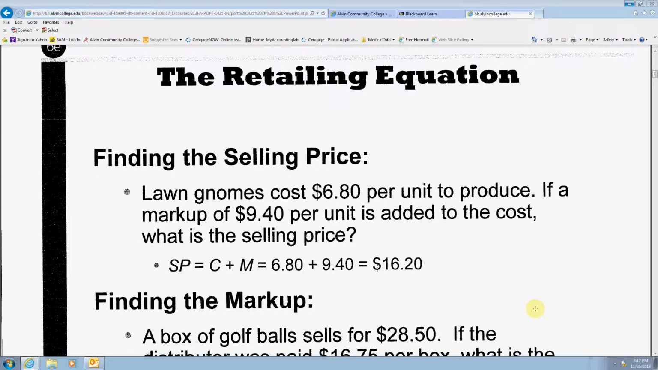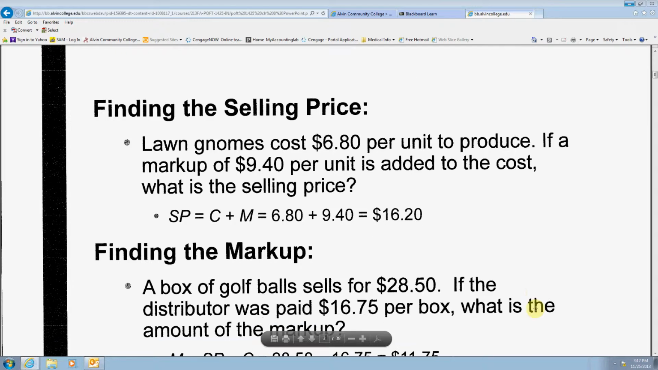The retailing equation, finding the selling price: we have some lawn gnomes that cost $6.80 per unit to produce. If a markup of $9.40 per unit is added to the cost, what is the selling price? We would use our formula of cost plus markup, which would be the $6.80 plus the $9.40 markup. So each item or unit would be sold for $16.20.